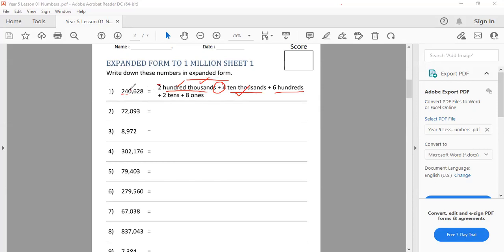But 0, you don't have to write. There is no value there. So you straight away go to 6. 6 is in the hundreds house. 2 is then in the tens place value and 8 ones. So this is how you expand the number into place values. All right. So now I'm going to ask you to do these questions. Ready? Okay, let's just pause for a while.